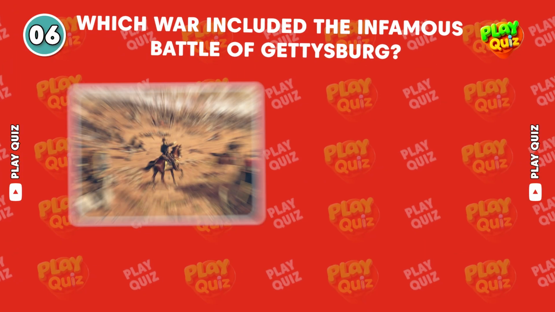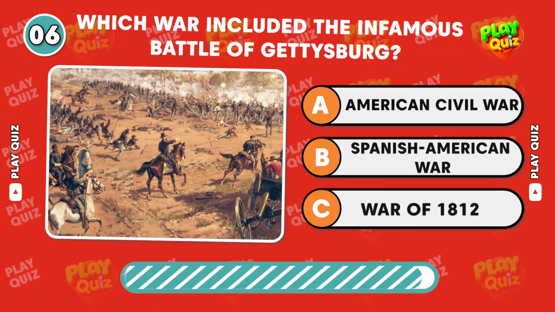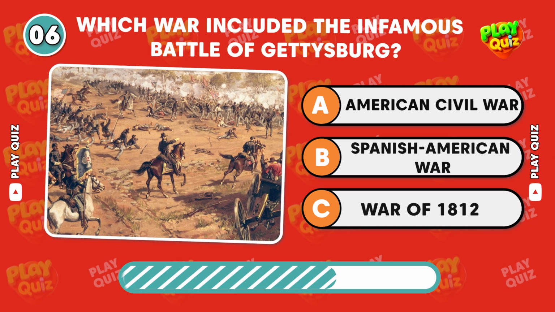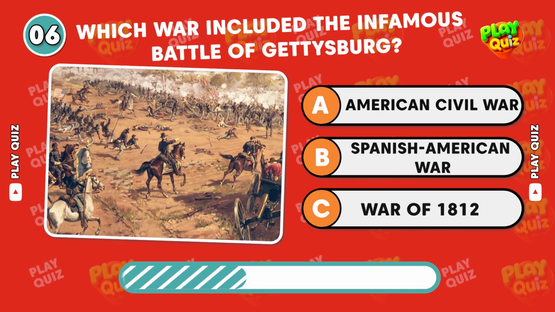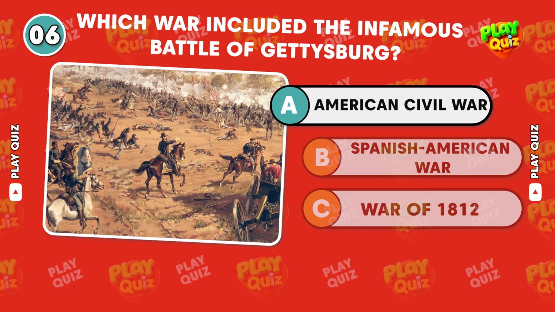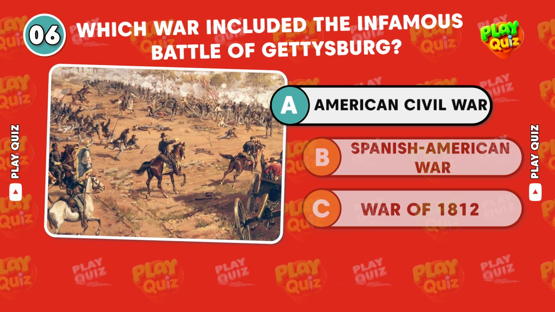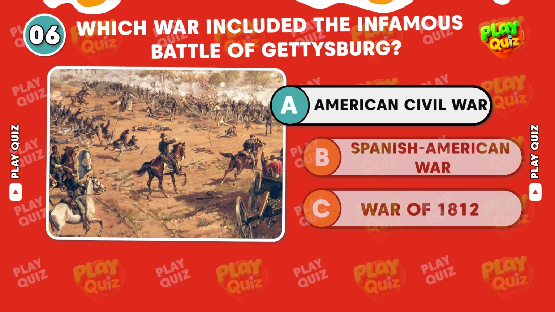6. Which war included the infamous Battle of Gettysburg? Correct answer, American Civil War. The Battle of Gettysburg in 1863 was a turning point for the Union forces.